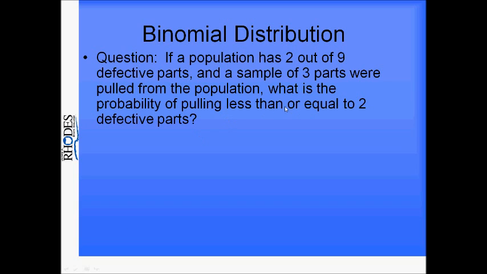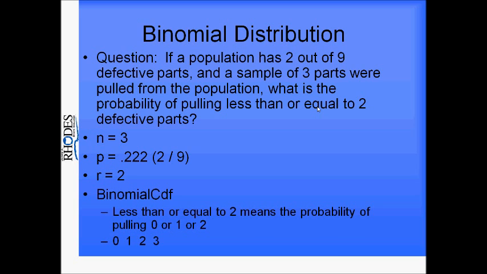Same thing. Now I want less than or equal to. Your n and p are going to stay the same. So 3, 2 out of 9, now what's my r going to be? Draw it out at home. Draw out your sample size. If it's going to be less than or equal to 2, what does that look like? R is going to be 2, but let's draw it out, kind of make sure it makes sense.